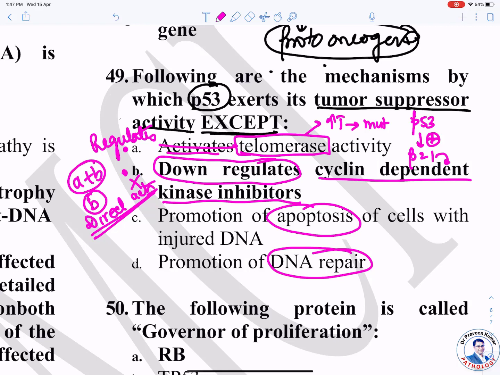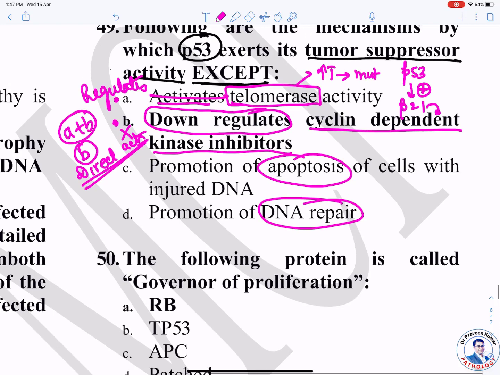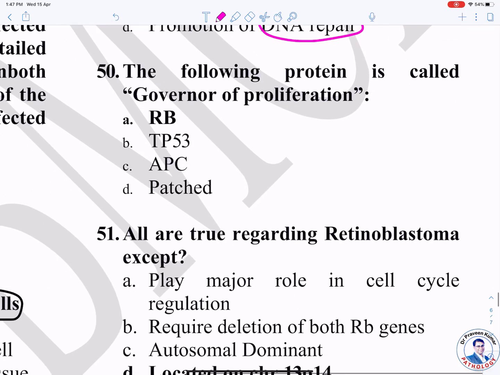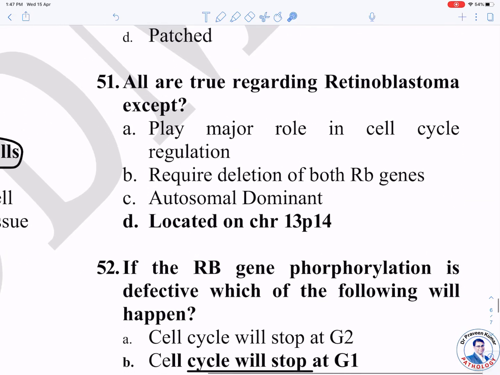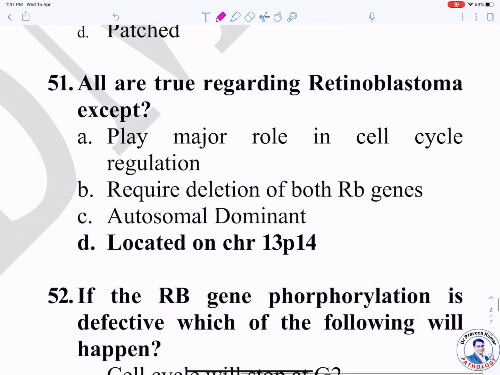But if you choose one of them, a better answer is B, because it's a direct action of p53 there. The following is about the governor. The straightaway question, the answer is RBG. No discussion on this. Now this is a question that has confused many of you. Retinoblastoma, true except. I hope the option A is definitely true, no doubt about it.